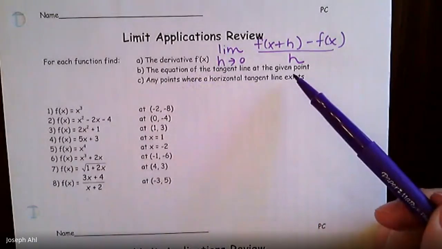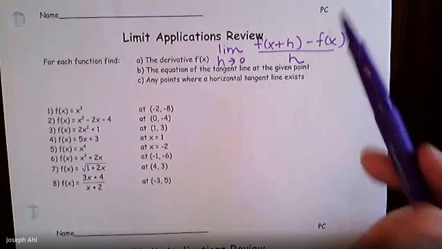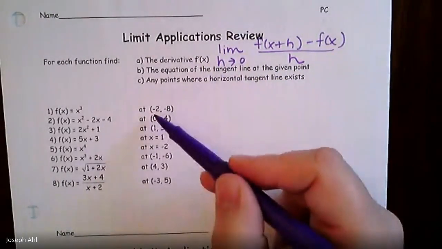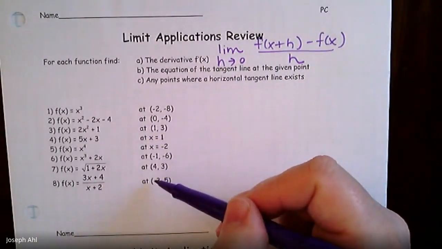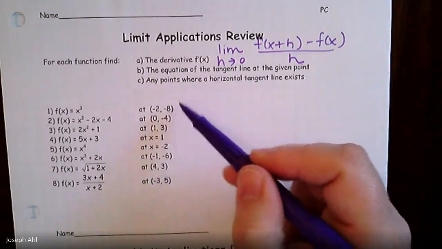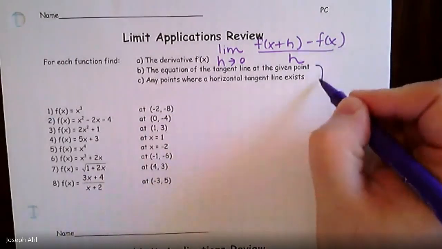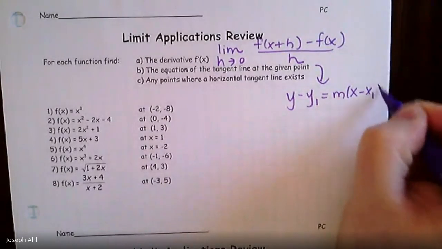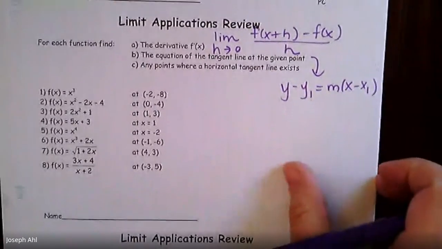Then find the equation of the tangent line at the given point. Remember, this gives you the equation for the slope of the tangent line. So then you plug in these values of x to get the slope. You use that point in point slope form. Okay, so you don't have to convert to y equals mx plus b or anything like that.